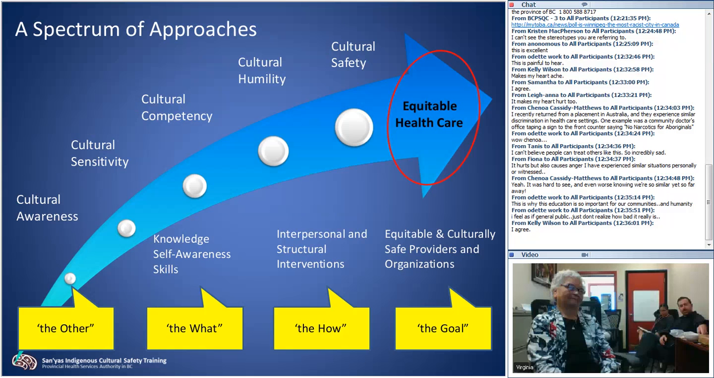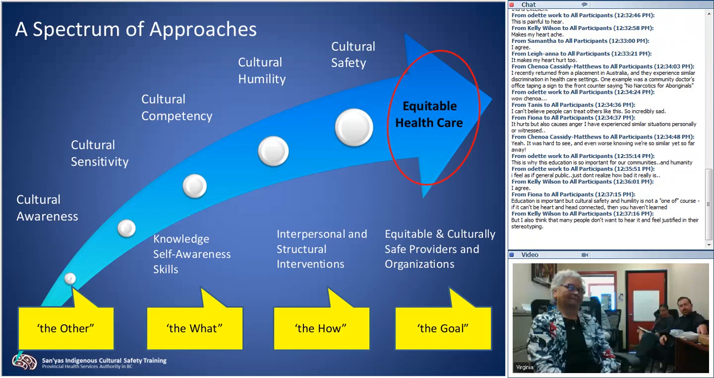So a spectrum of approaches. We recognize that cultural safety exists along a continuum. At one end of the continuum, we have cultural awareness and sensitivity, which are about focusing on culture and cultural difference. This includes focusing on diversity and multiculturalism, which can be a starting place for some organizations. Focusing on this end of the continuum presents risks for reinforcing stereotypes and framing Indigenous people as the other. We know this approach does not address the root causes of harm Indigenous people often experience in the system.